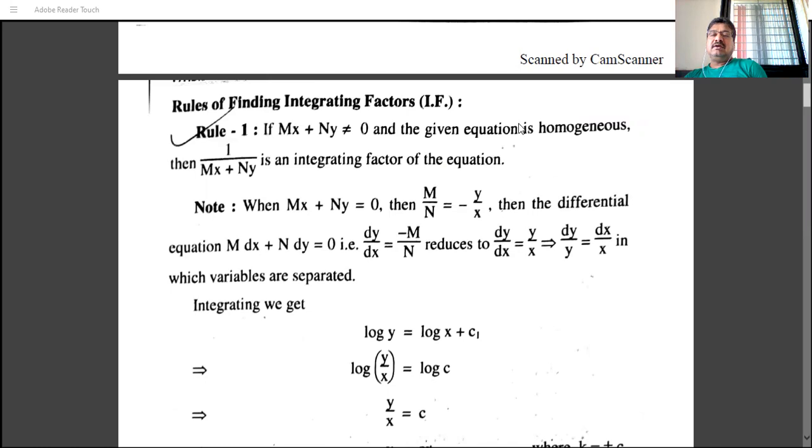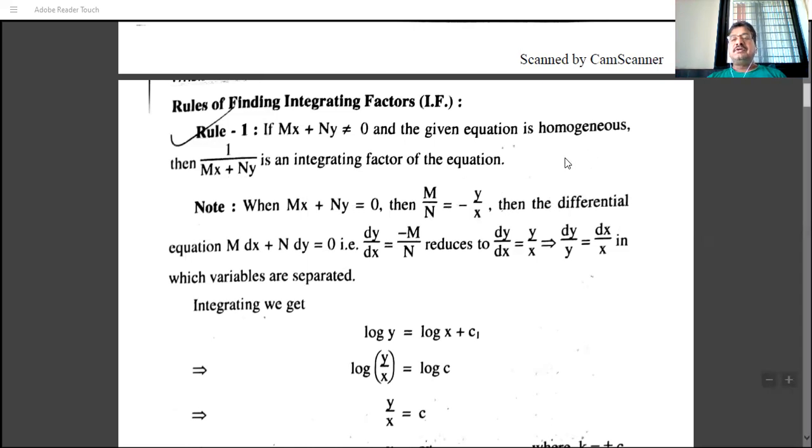We know that a differential equation is homogeneous if M and N both are homogeneous functions of the same degree. So this rule is applicable to homogeneous differential equations. If the given differential equation is homogeneous and Mx + Ny is not equal to 0, then 1 by (Mx + Ny) is the integrating factor. This rule gives another method to obtain the solution of a homogeneous differential equation.